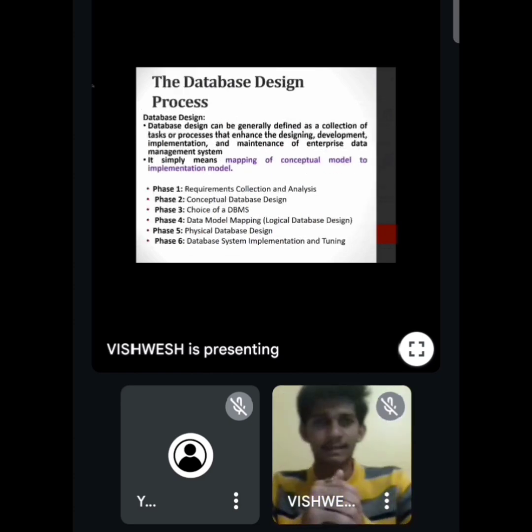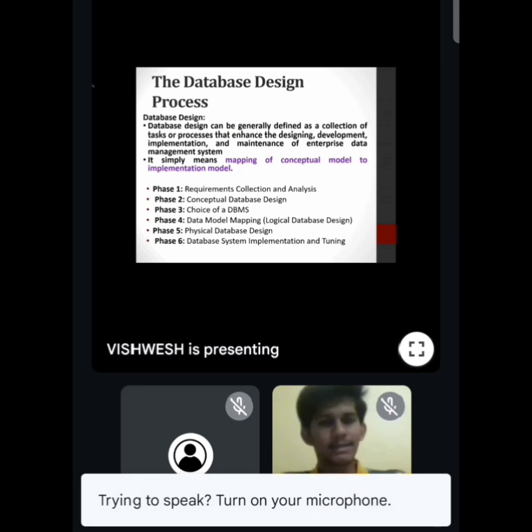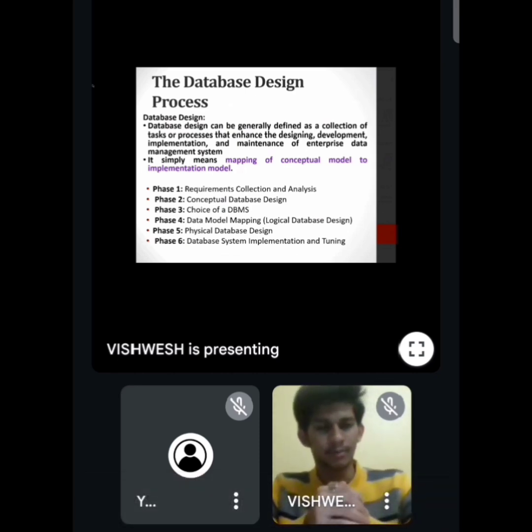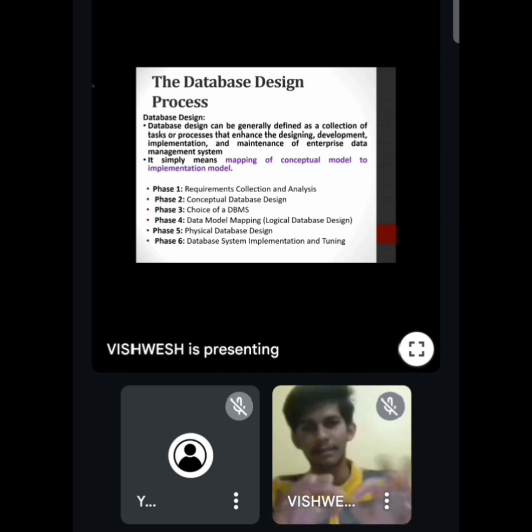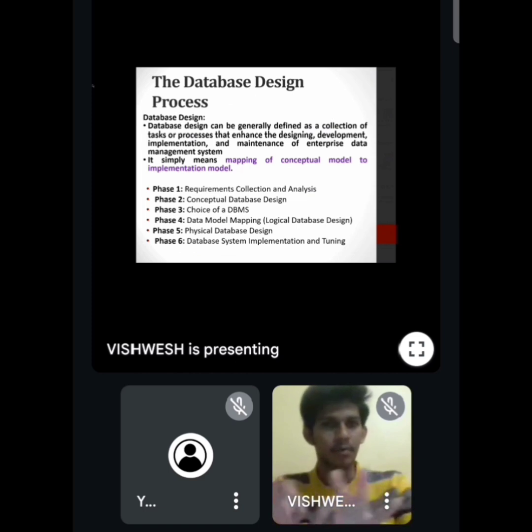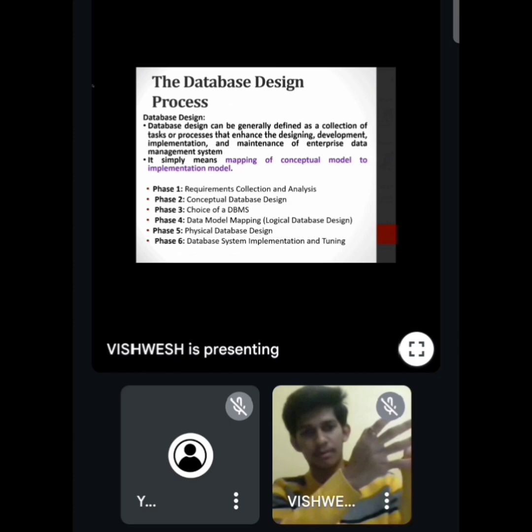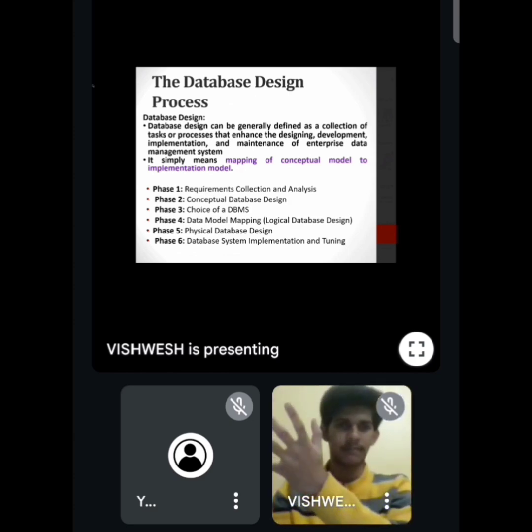The next is the database design. Database design can be generally defined as a collection of tasks or processes that enhance the designing, development, implementation, and maintenance of an enterprise data management system. It simply means mapping of the conceptual model to an implementation model.